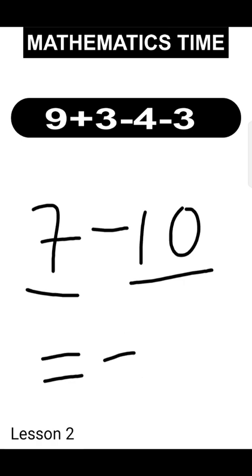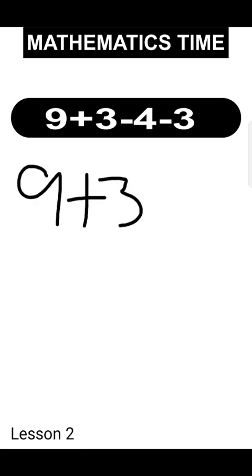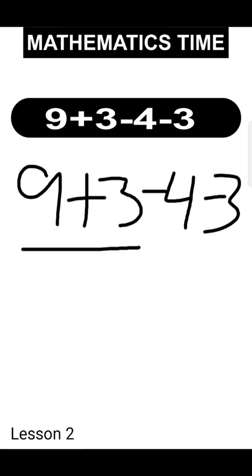Do you understand? So here we are going to apply owing, paying, and so on and so forth. So number 1, I have with me here 9 plus 3 minus 4 minus 3. With this, we are going to use the same formula. But here we are going to solve them two by two. So we are going to first tackle this.